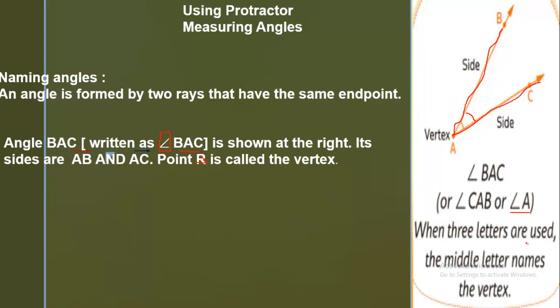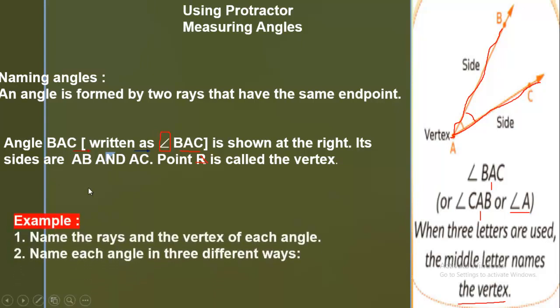When three letters are used, the middle letter names the vertex. This middle letter is the vertex of the angle. Example: name the rays and vertex of each angle, and name each angle in three different ways, as in this shape.